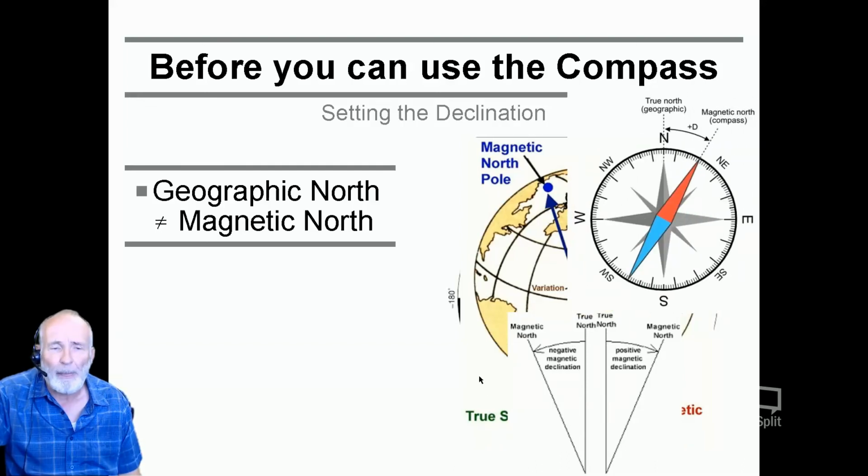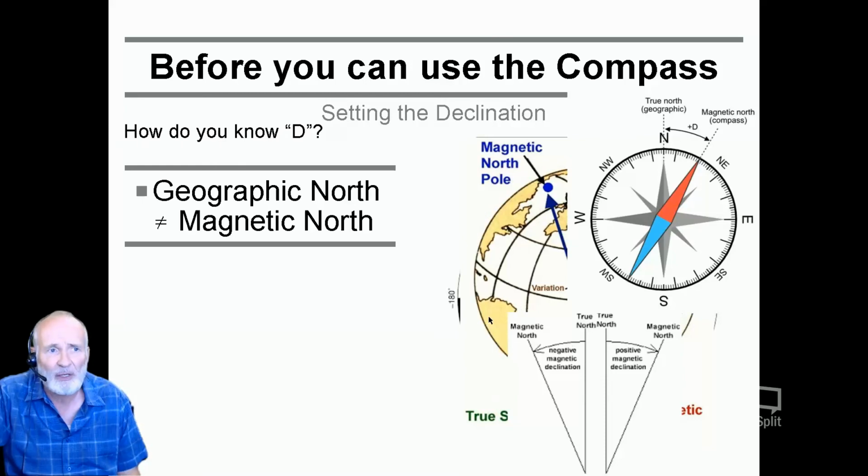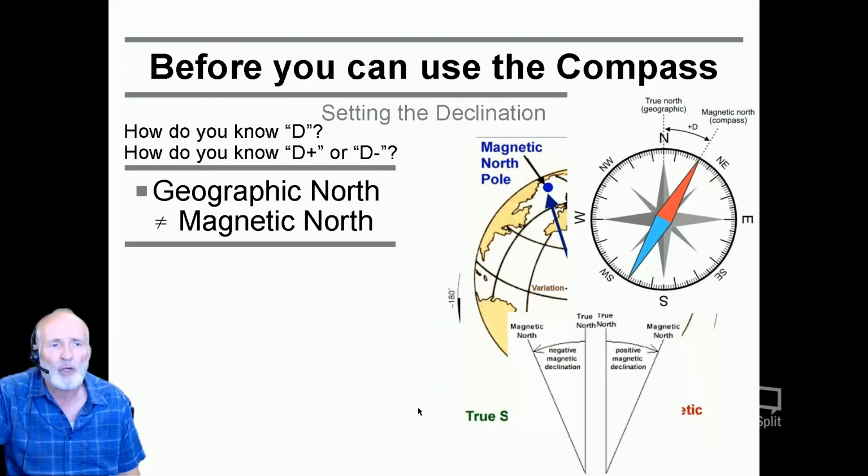So, the compass needle is off from the true north by a certain degree amount called the declination, or D, right there. And the question then arises, how do you know how much D that is? How do you correct for it? And is it a D plus, like in this direction, or is it D minus going on into the other direction? What is my declination offset?